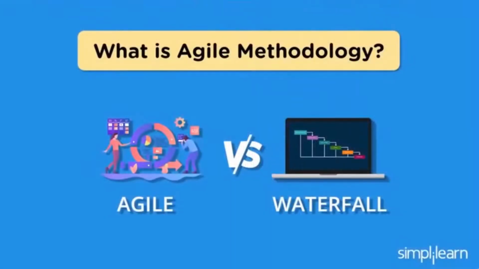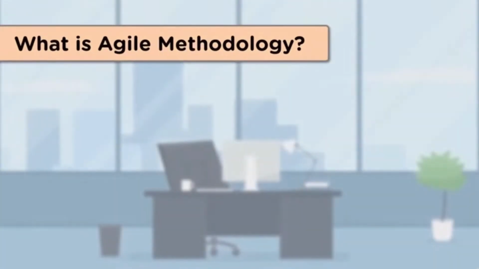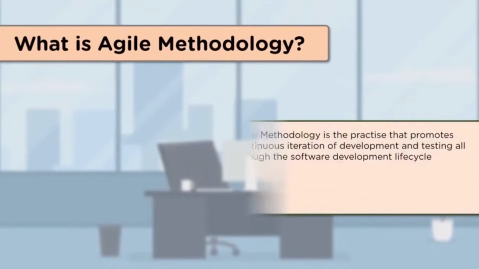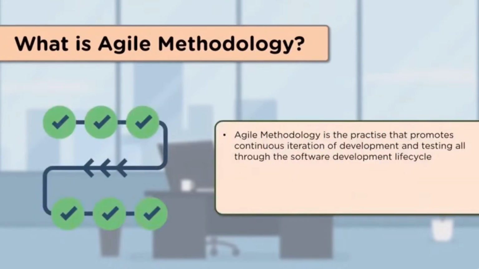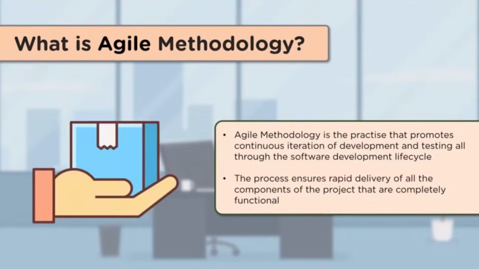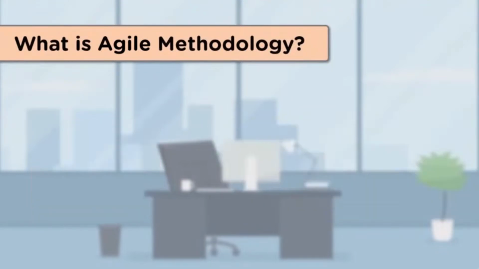Moving forth, we know about the waterfall model and its phases. So let's now see what is the agile methodology. The agile methodology believes that every project is different and needs to be handled differently, and the existing methods need to be tailored to best suit the project requirements. The agile methodology promotes continuous iteration of development and testing all through the software development lifecycle. The process looks forward to quick delivery of all the functional components involved in the project.